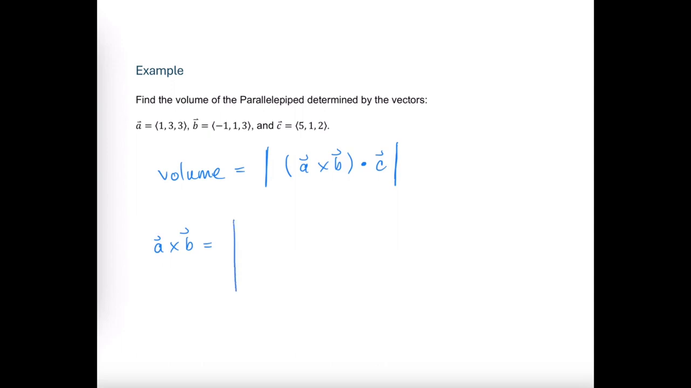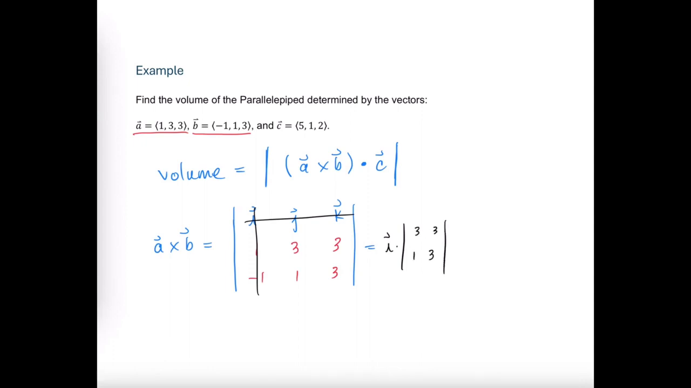Now, as a reminder, we're going to calculate a 3 by 3 theoretical determinant, where the first row is going to be our first vector, so that's 1, 3, 3, and the second row is going to be determined by the second vector, so negative 1, 1, and 3, and then we'll calculate this determinant. So what we end up doing is we take the I vector and we multiply it by the 2 by 2 determinant of the matrix that would remain if we canceled out the row and column that contains the I. So we'll have 3, 3, 1, 3 that is left.